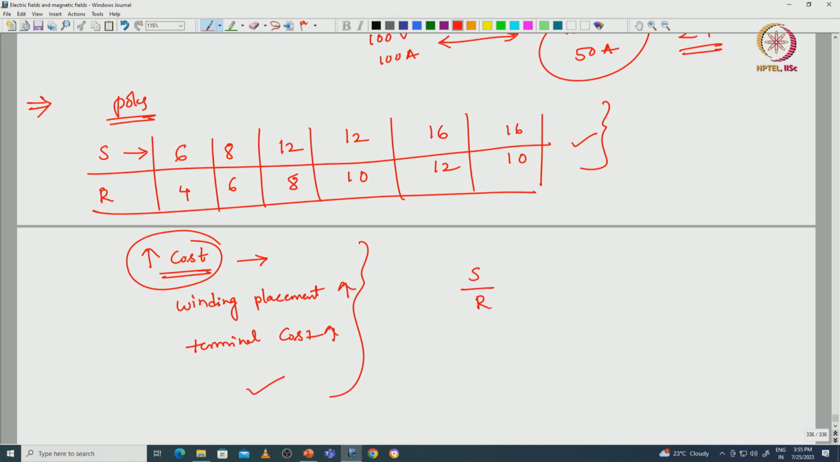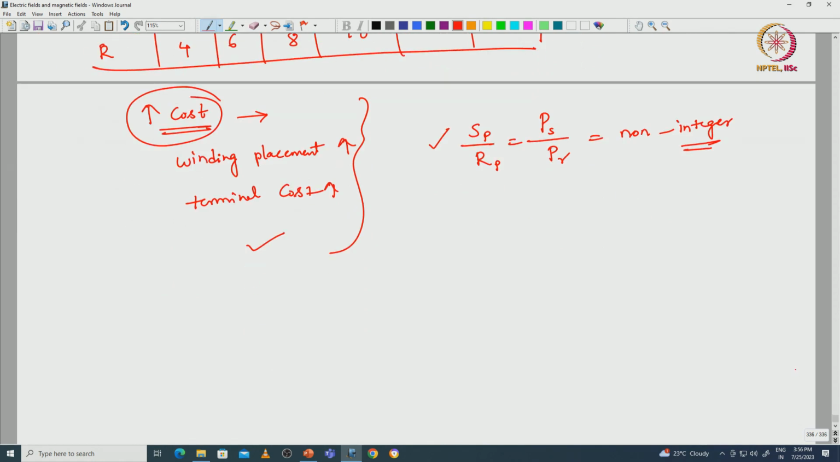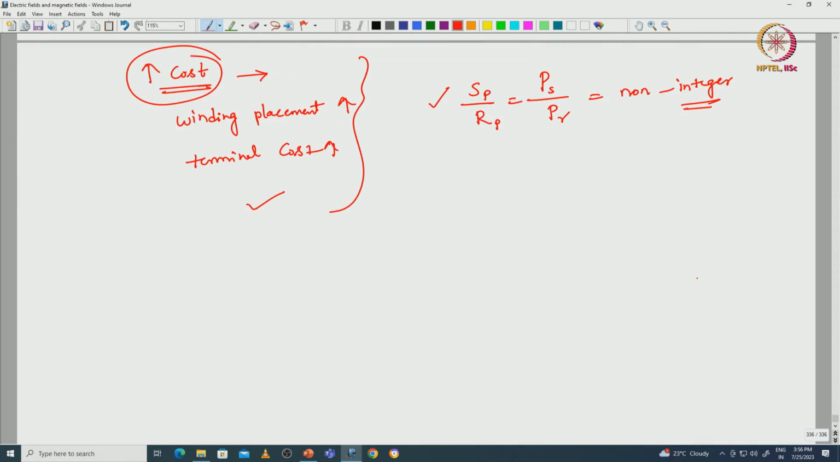Always, the stator poles to rotor poles, that is NPS, poles at the stator side and poles at the rotor side, should be a non-integer ratio. A fraction should always come. If it is an integer, then we will see magnetic locking and the torque ripple will be very high. So, we have to select the pole ratio from stator to rotor as a non-integer.